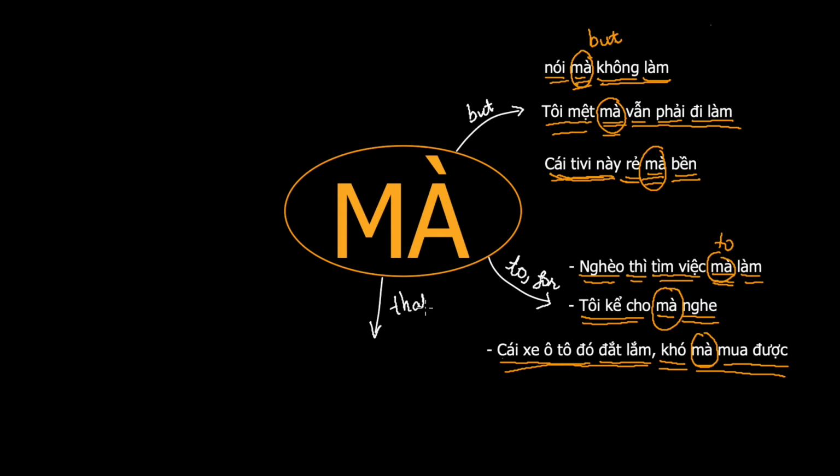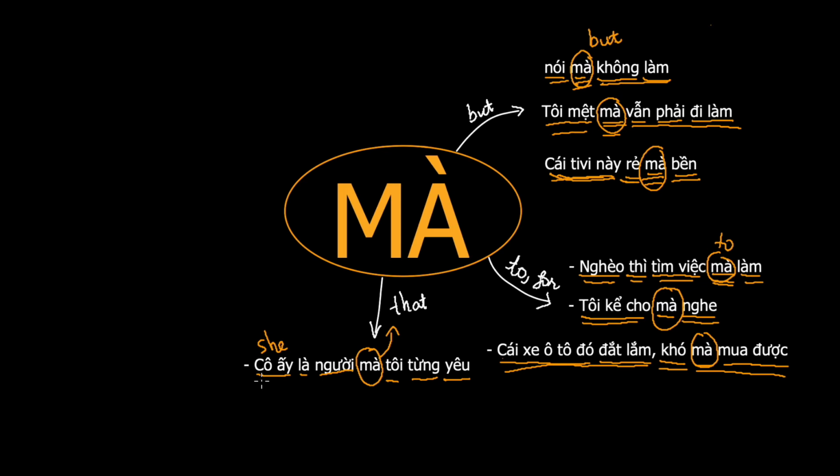Mà can mean that. For example, here we have cô ấy là người mà tôi từng yêu. Cô ấy means she. She is a person. She's the person that, mà means that. She's the person that I used to. Từng means used to. Yêu means love. She's the person that I used to love in the past. I loved her in the past. I used to love her.